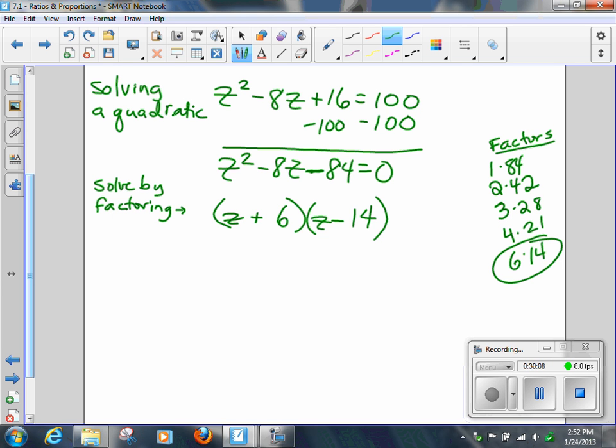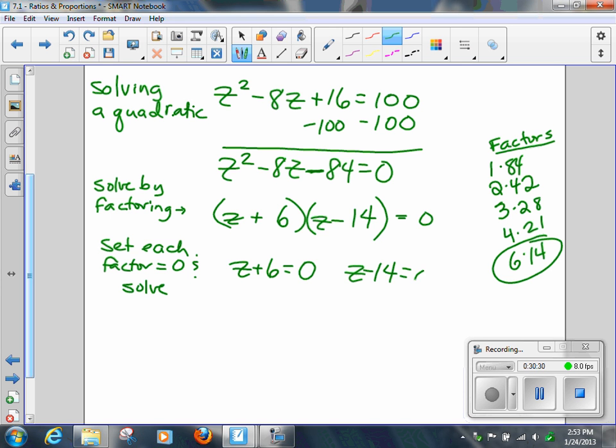Is negative 8, which is what I got to end up getting, okay? Now, whew, we found the factors. Now what? No, we're not done. Now we set each factor equal to 0 and solve. All right, so z plus 6 equals 0. Z minus 14 equals 0. Solve both of those equations. Subtract 6, and we get z is equal to negative 6. Add 14. Z is equal to 14.